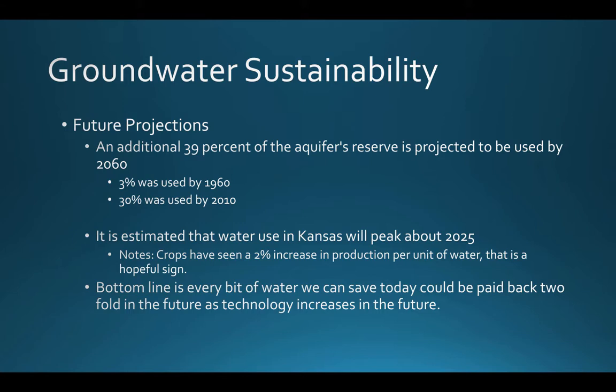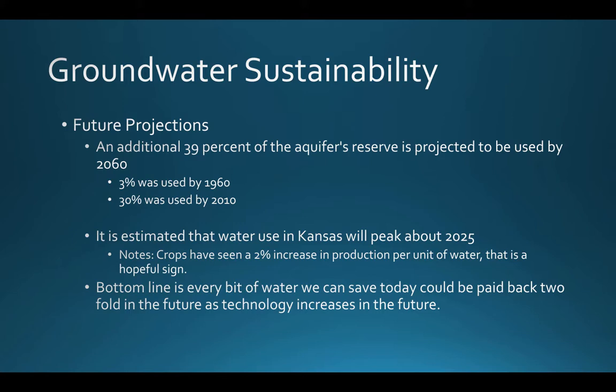It is estimated that water use in Kansas will peak around the year 2025. So one note on the positive side is that crops have seen a 2% increase in production per unit of water. So that's a hopeful sign. We're growing more crops with smaller amounts of water. So fewer gallons of water per bushel of corn or per pound of beef are being used.